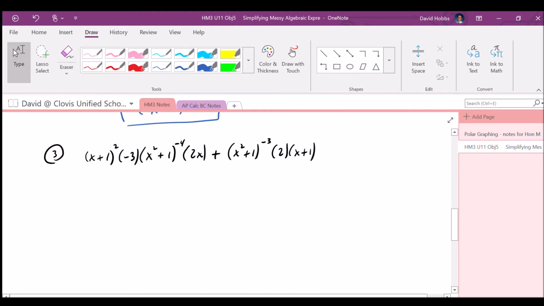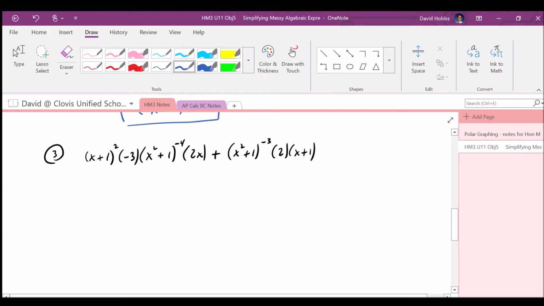Now, in the previous problems, they were already fractions to begin with. Now, we could get fractions because notice I have (x squared plus 1) to the negative 4 power, so that's really 1 over (x squared plus 1). And the things that have positive exponents would be in the numerator. And I have (x squared plus 1) quantity to the negative 3, and so that's 1 over (x squared plus 1) quantity to the third times the 2 times (x plus 1), so that part would be in the numerator. Now that's one way to do it.